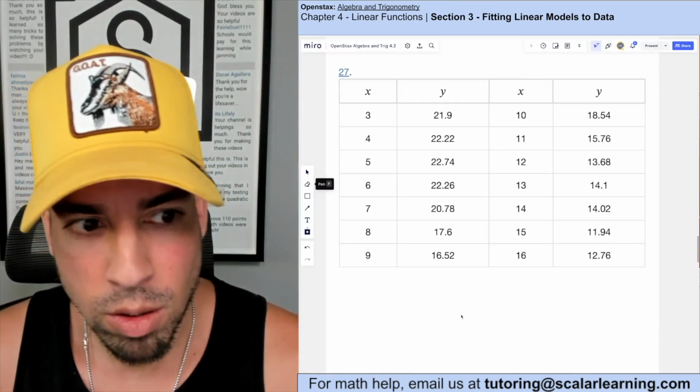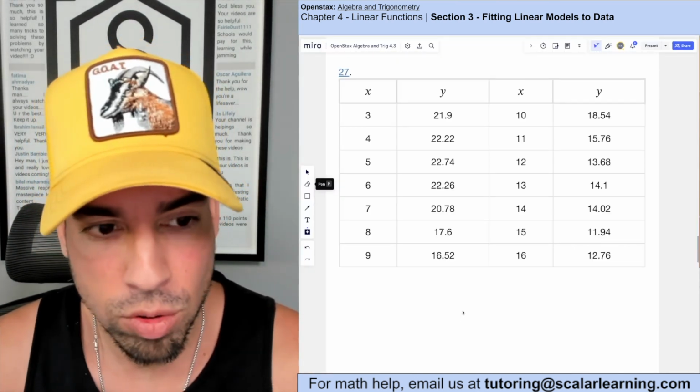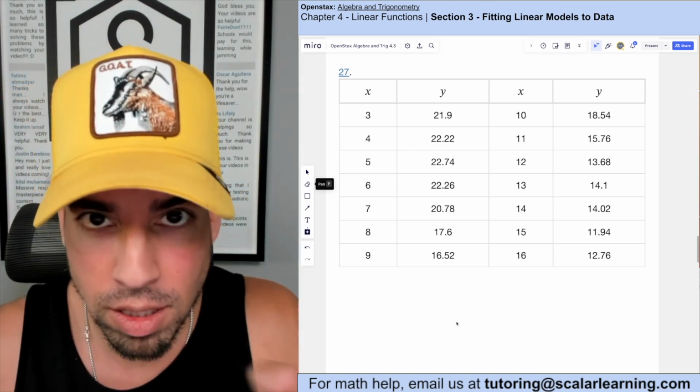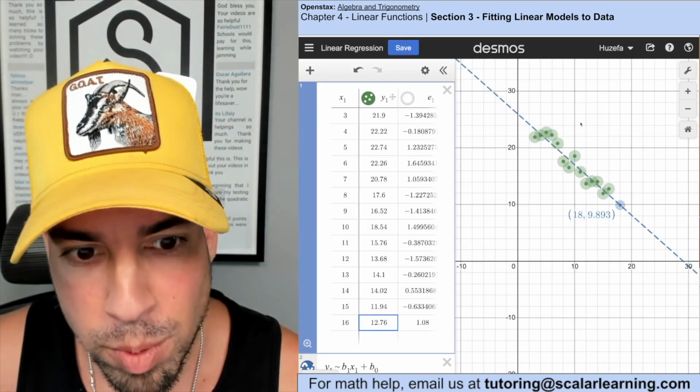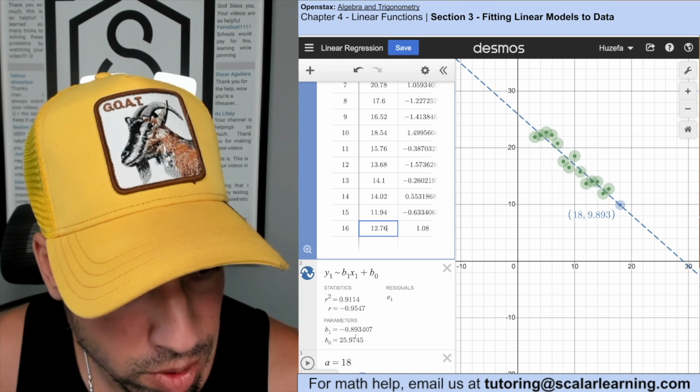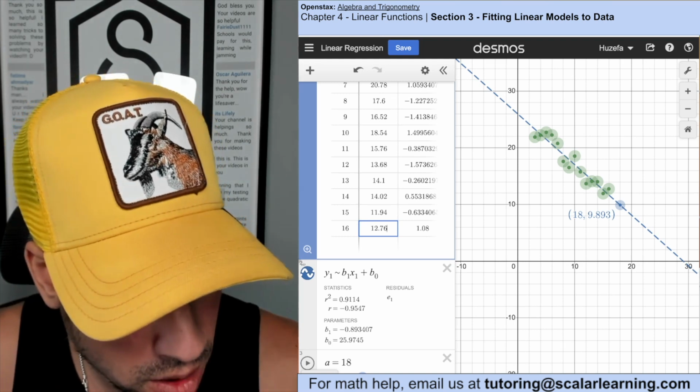For this question, once again, we're going to input this data into Desmos to get a linear regression, and then we're going to plug in the values and get the answer that way. So let's go to Desmos. When we plug in all the values, we end up with this for R and these for the constants. So let's take that and write out the equation.